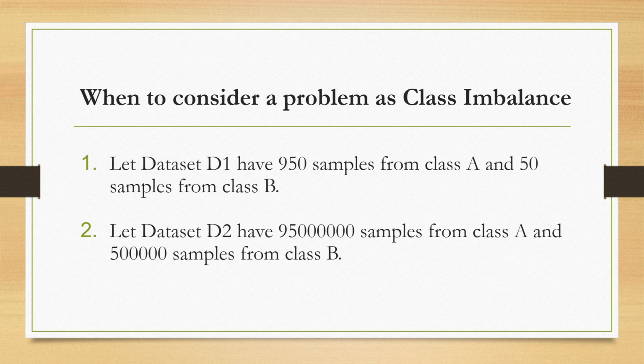Actually, class A has a very huge number of samples, but class B also has a good amount of samples. It is very few compared to the class A number of samples, but class B also has a good amount of samples. Now, can the model perform better or not? Is this still a class imbalance problem? Think about this. This is not a class imbalance problem.